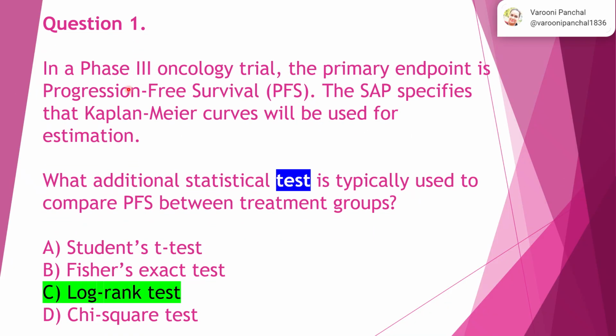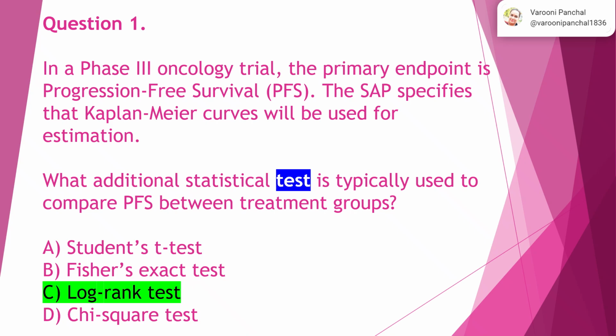Question 1. In a phase 3 oncology trial, the primary endpoint is progression-free survival (PFS). The SAP specifies that Kaplan-Meier curves will be used for estimation. What additional statistical test is typically used to compare progression-free survival between treatment groups? Now here option A says Student's t-test.